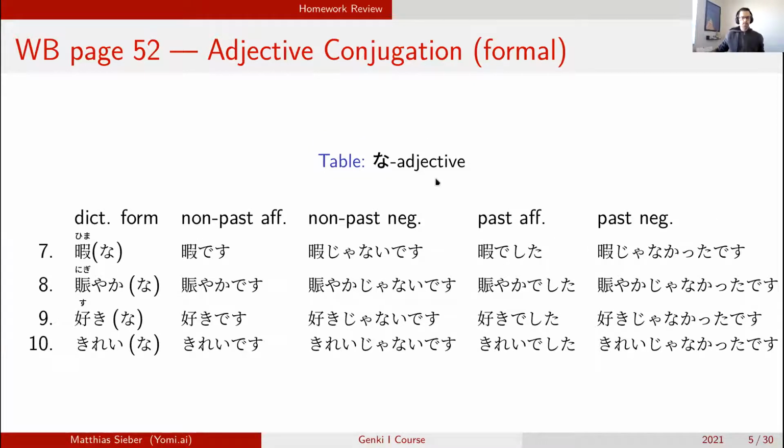Next, we only had 4 na adjectives on the page. So we have himana, which becomes hima desu, hima janai desu, hima deshita, and hima janakatta desu, right? Next, nigiyaka na, nigiyaka desu, nigiyaka janai desu, nigiyaka deshita, nigiyaka janakatta desu, right? Or alternative forms are fine as well. Suki na, suki desu, suki janai desu, suki deshita, suki janakatta desu. And kirei na, kirei desu, kirei janai desu, kirei deshita, and kirei janakatta desu.